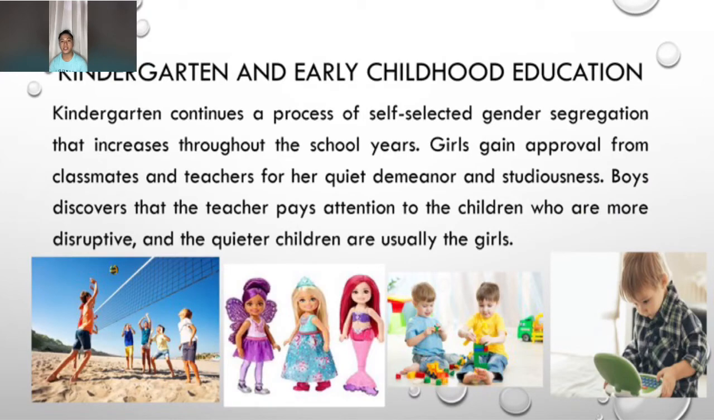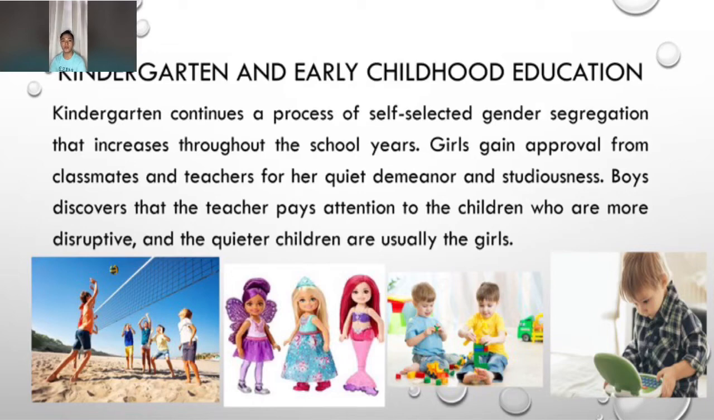So next is kindergarten and early childhood education. In kindergarten, it continues a process of self-selected gender segregation that increases throughout the school years. Children get to choose their own activities and topics and this keeps them interested, because at this level of school they are going through the process of adjusting to the school setting. They should be given ample time to demonstrate their abilities. Beginning in childhood, children spend most of their time playing with their same gender and form same gender friendships.